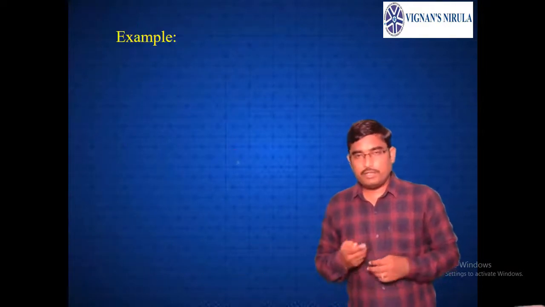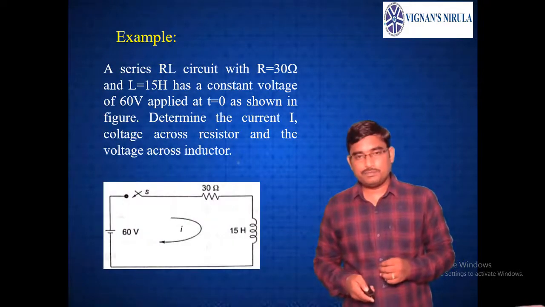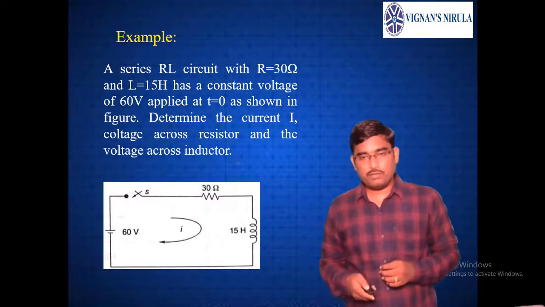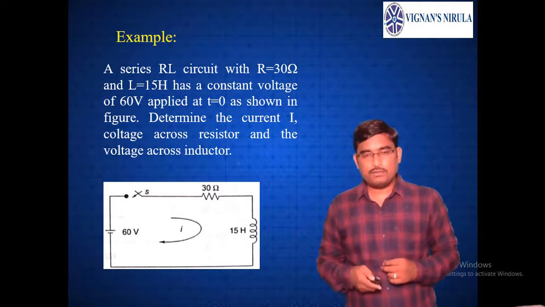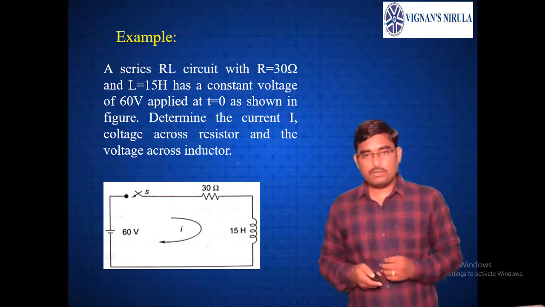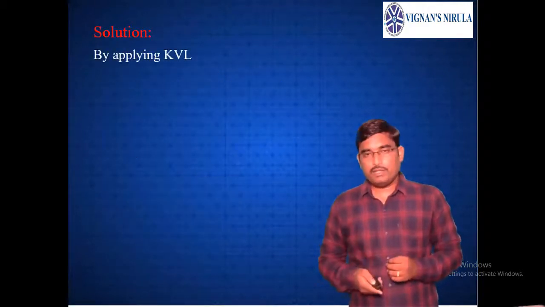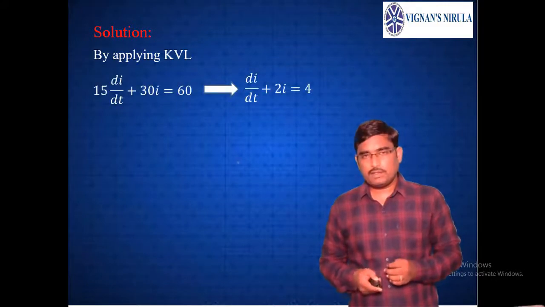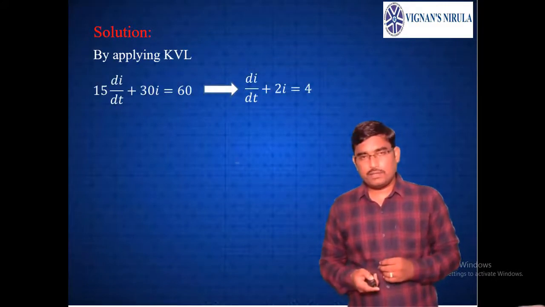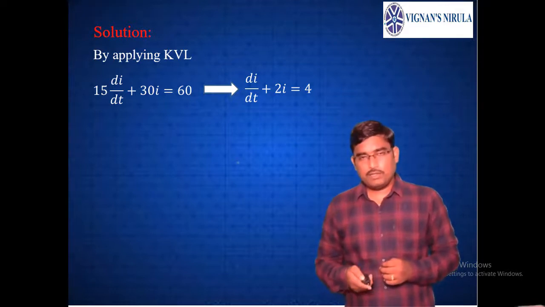Now, if you take an example based on this transient analysis of RL circuit, let us take an RL circuit of R value 30 ohms, of L value 15 henries, and supply is of 60 volts DC supply connected through switches. Now you are asked to determine the current I and voltage across resistor and the voltage across inductor. Now see here, so by applying KVL for the circuit, L into di by dt, voltage across inductor is 15 into di by dt plus 30 into I, R into I equals to 60.